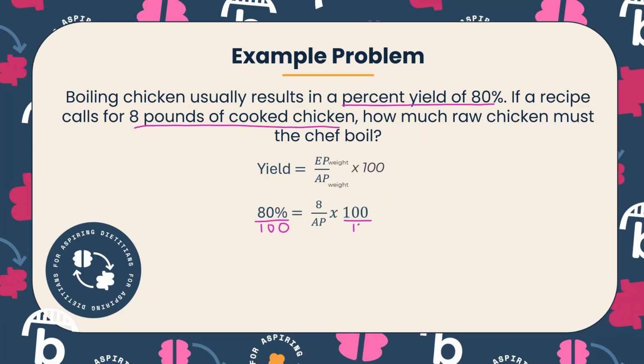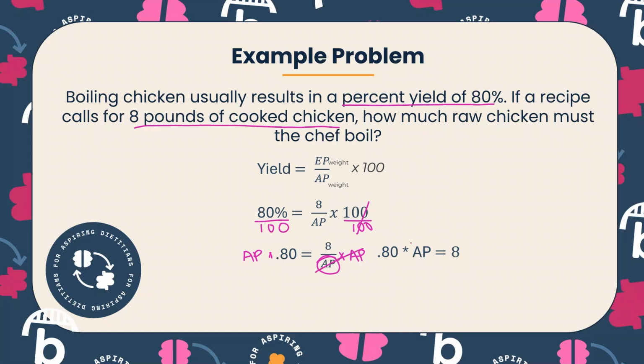It's implied that you have to divide by 100, but the algebra checks out. So we get 0.8 equaling 8 over AP. So to solve for AP, as purchased, we need to get it out of the denominator, meaning we have to multiply both sides by our as purchased variable. You could also call this X if you want to. And that gives us 0.8 times as purchased equals 8.